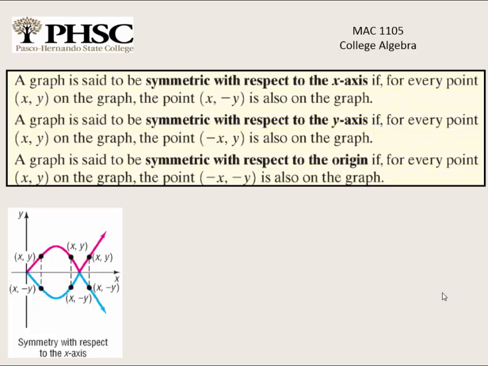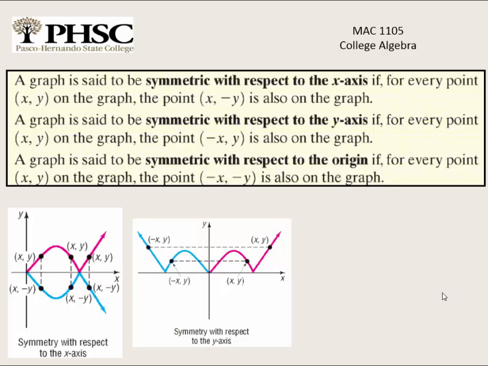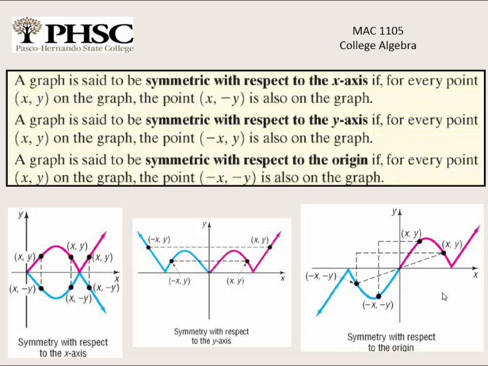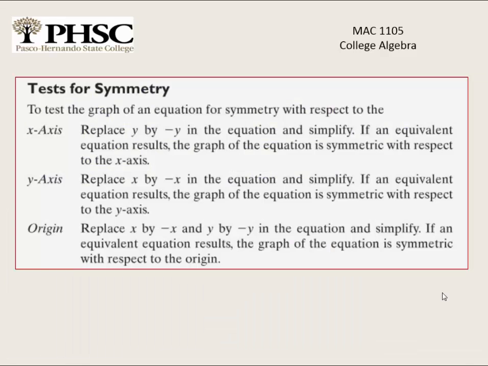So here's the graph. If it's symmetric with respect to the x-axis, it will look like that. So it's a mirror image along the x-axis. If it's symmetric with respect to the y-axis, then the y-axis is your mirror. And if it's symmetric with respect to the origin, then the origin is your mirror. And now, algebraically, how do we do that?